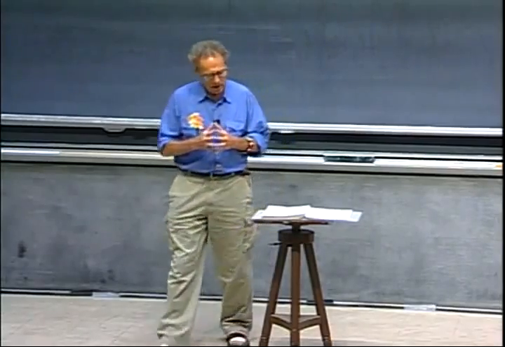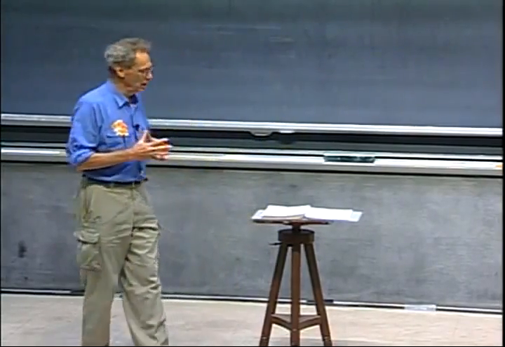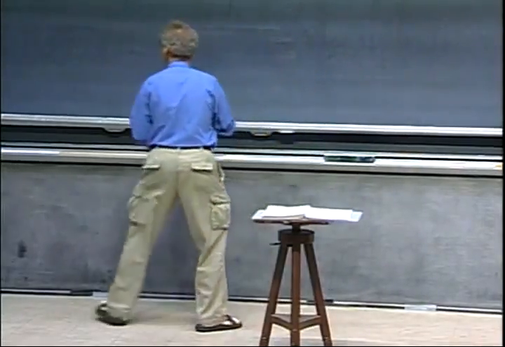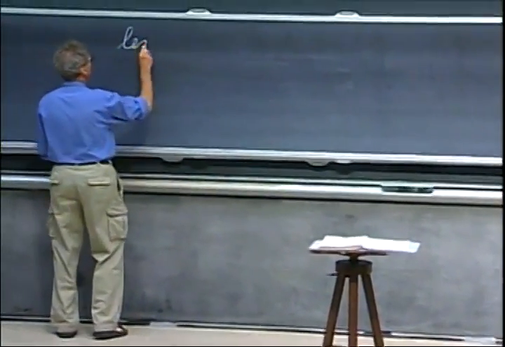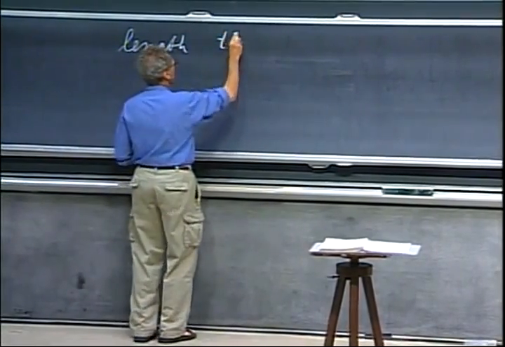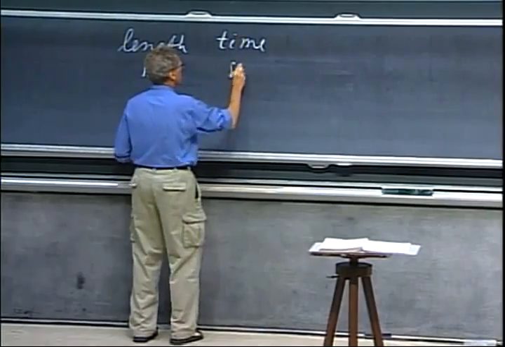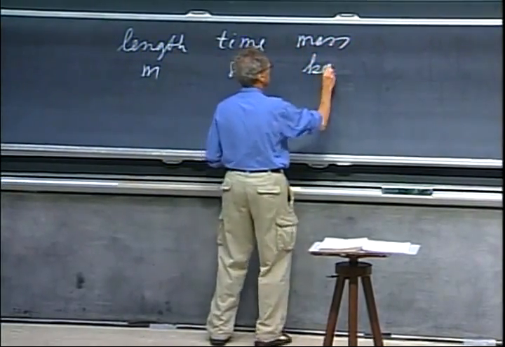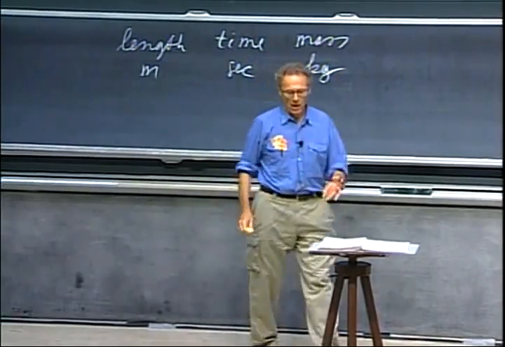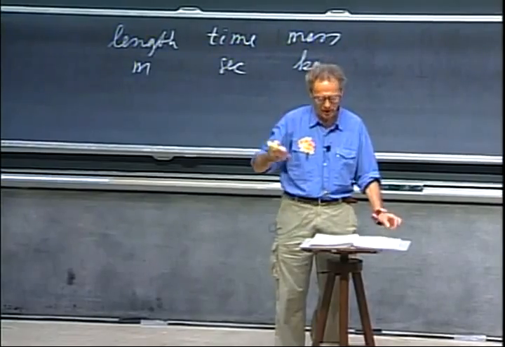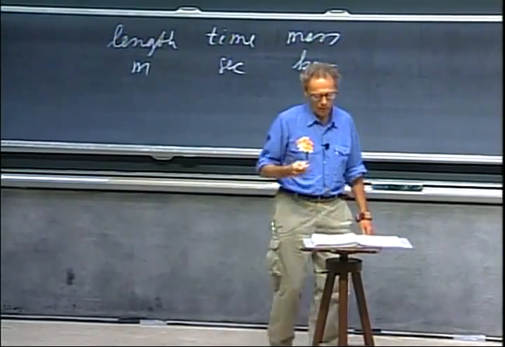To express measurements quantitatively, we have to introduce units. And we introduce, for the unit of length, the meter, for the unit of time, the second, and for the unit of mass, the kilogram. And you can read in your book how these are defined and how the definition evolved historically.